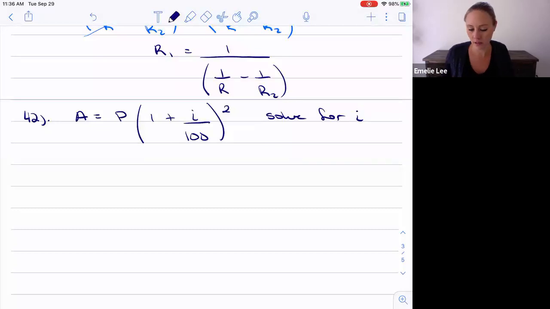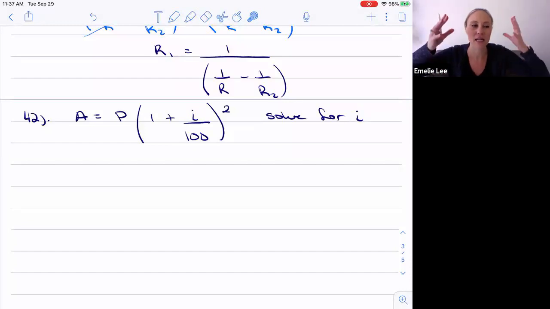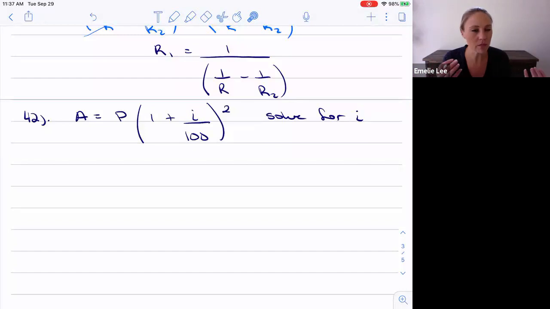Okay. Here, I is way in the middle. And so what we have to do is slowly peel this onion and get at the I. But we have to do it using the rules of operations, right? And so we have to first remove the P. So to remove the P, we have to divide both sides by P.